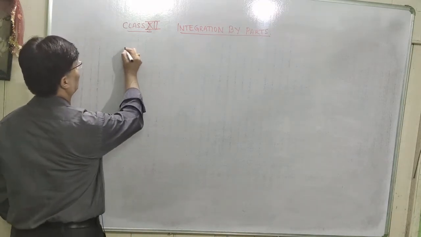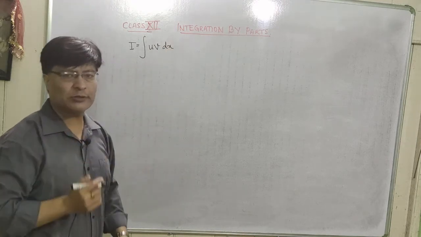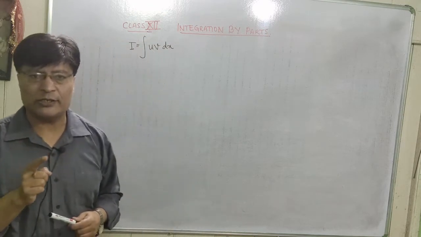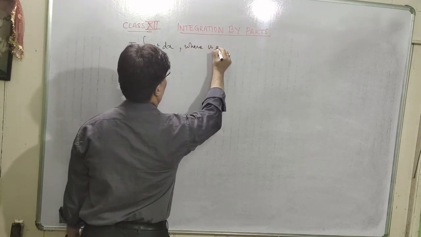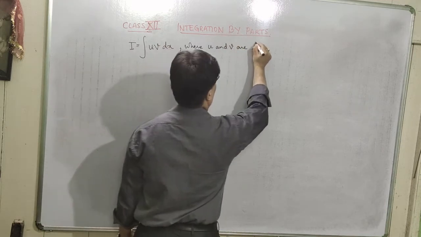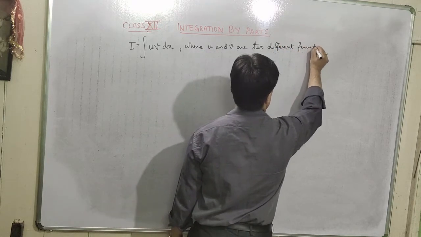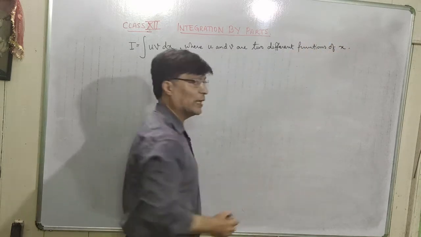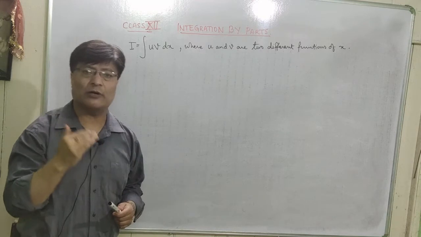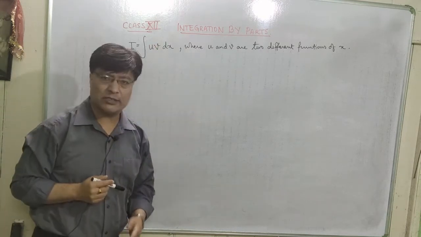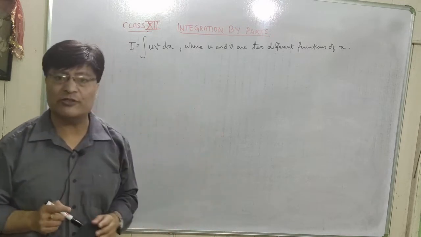Okay. Suppose we have I is equal to integration of u v dx, where u and v are two different functions of x. Suppose there is integration of the product of two different functions of x. Then we have to use integration by parts. So in this case, integral sign u v dx, these u and v are two different functions of x.